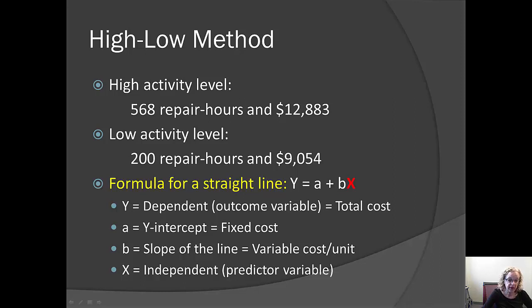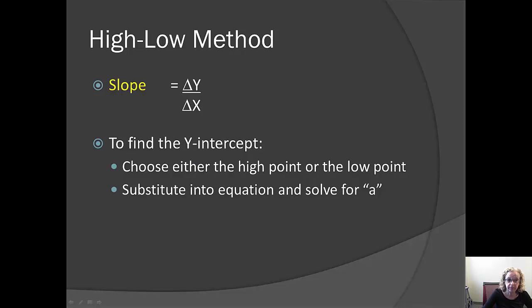X is the independent variable, or it's sometimes called a predictor variable. In other words, we believe that the value of Y depends on the value of X, the activity level. For Charlene's computer care, her activity level is measured by the number of repair hours. So what she's saying is that she thinks that the number of repair hours affects her total overhead cost.